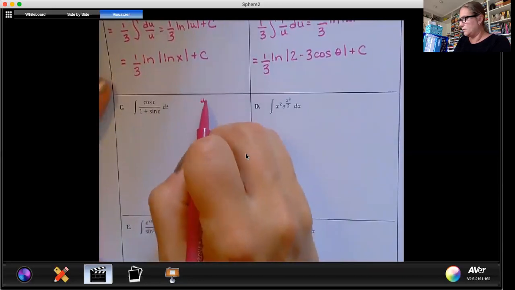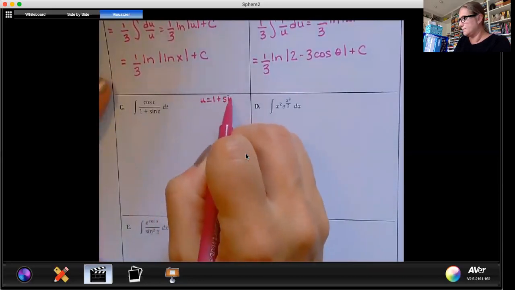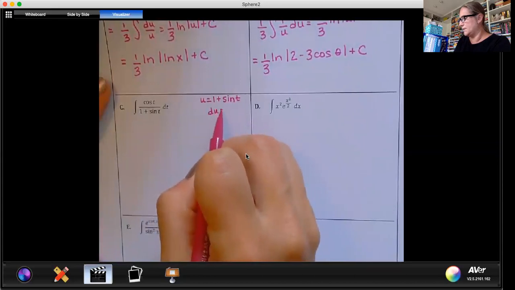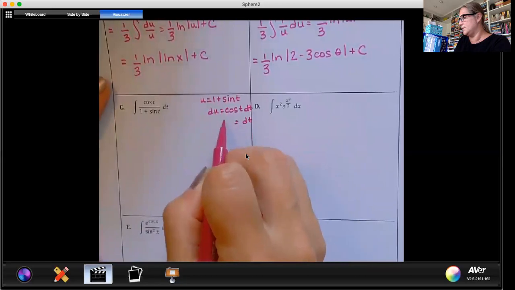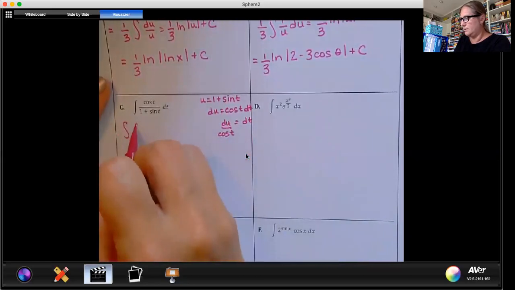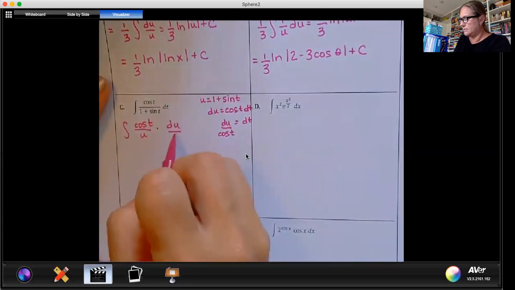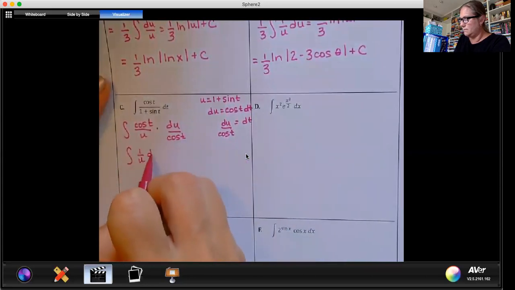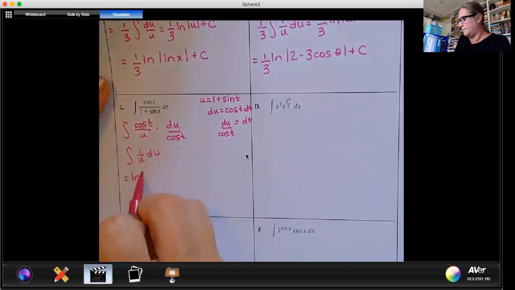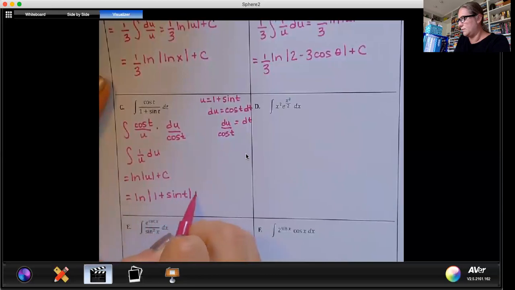Part C, u is 1 plus sine t. du is cosine t dt. So dt is du over cosine t. The antiderivative, you should see a pattern here, is the antiderivative of 1 over u du, ln absolute value of u plus c, ln absolute value of 1 plus sine t plus c.